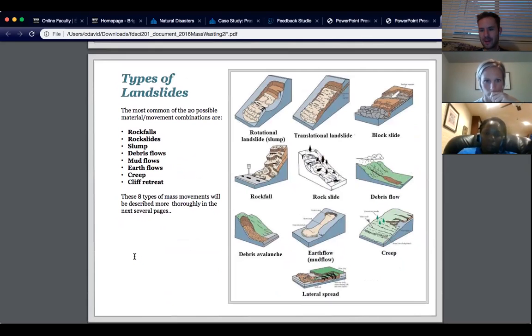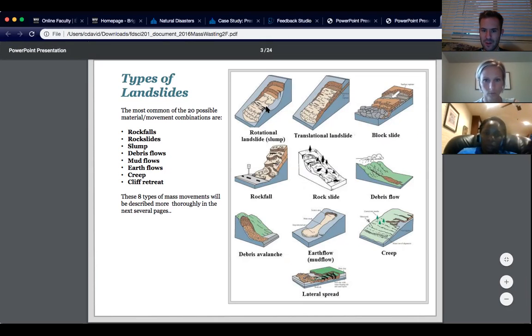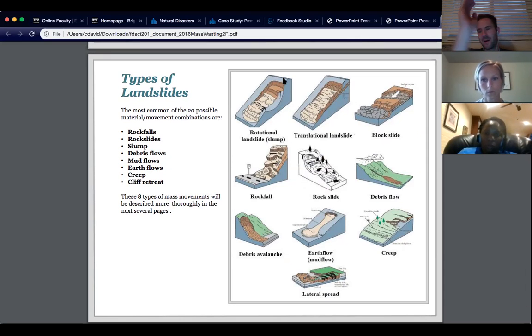There's a great slide here that shows the different types of mass wasting. You've got rotational landslides, which I'll call a slump. You can see it's got this U-ish, bowl shape right here, and if you look at my image on the side, it just kind of curves off like that. That's why we call it slumping.